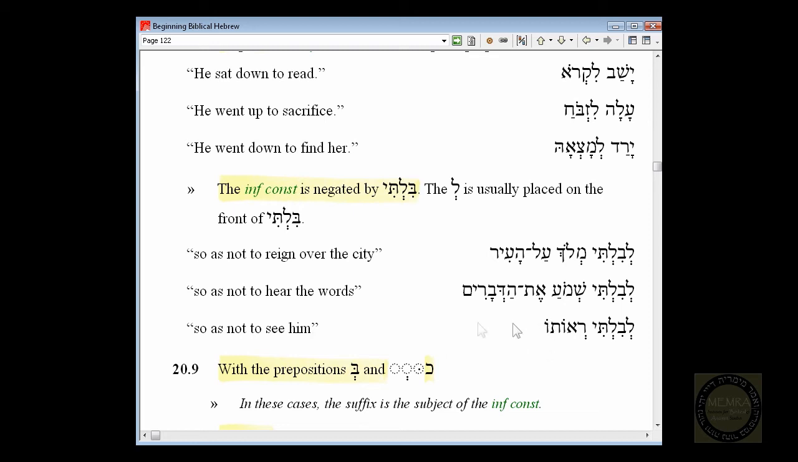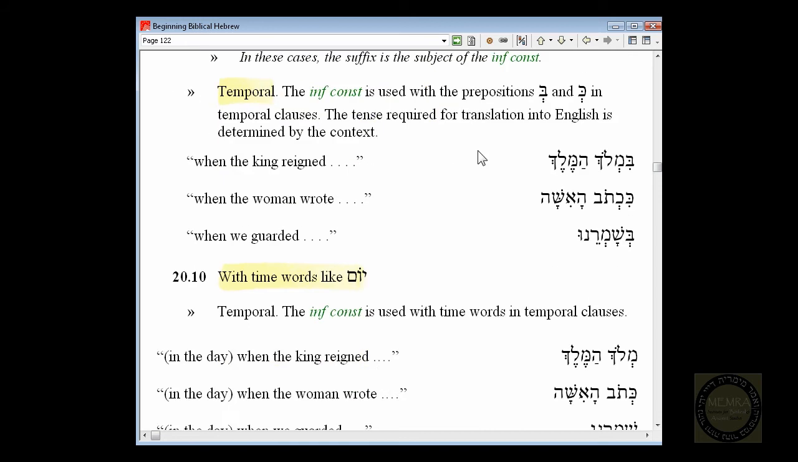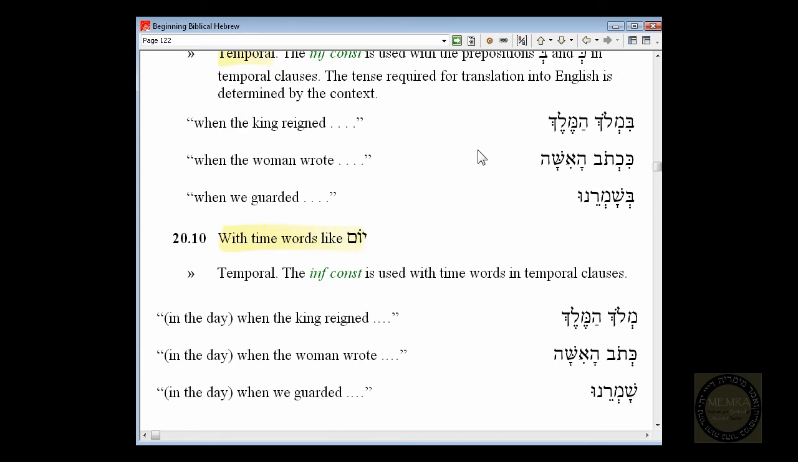The suffix is the object of the infinitive construct. Now you can also have an infinitive construct that gets preceded by kaf or bet. So this is going to work a little bit differently. When you see bet and kaf prefixed to a verb, think infinitive construct. Of course, here it's easy.